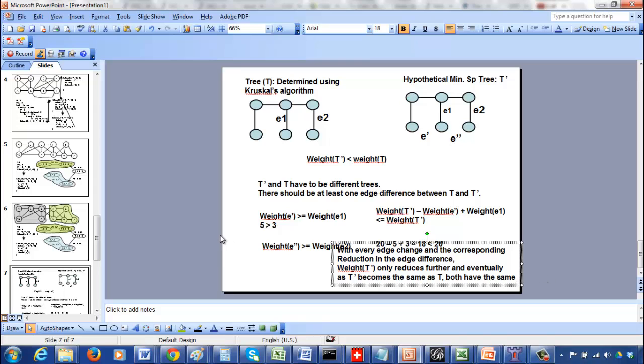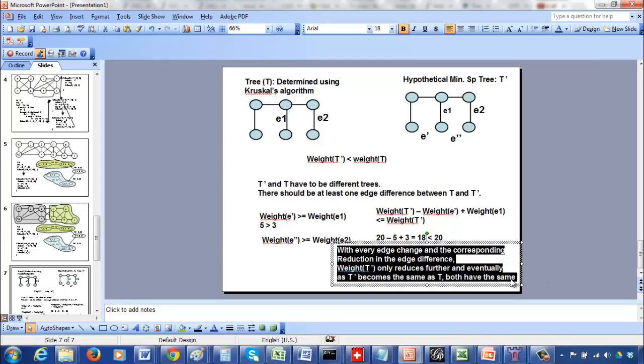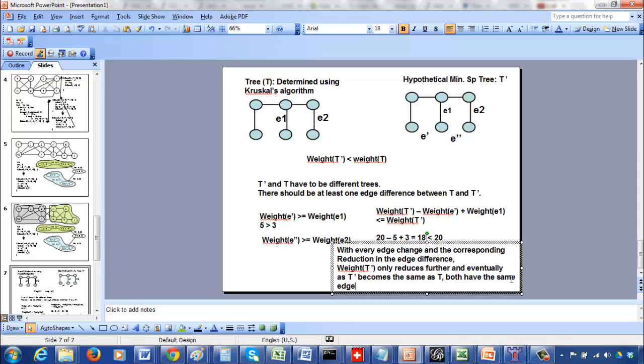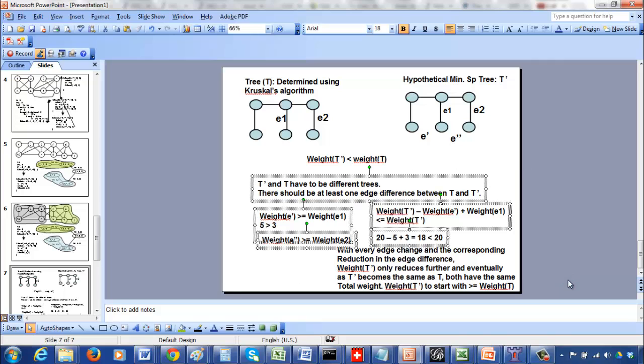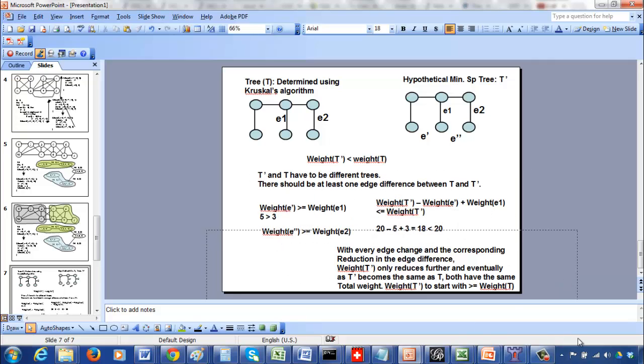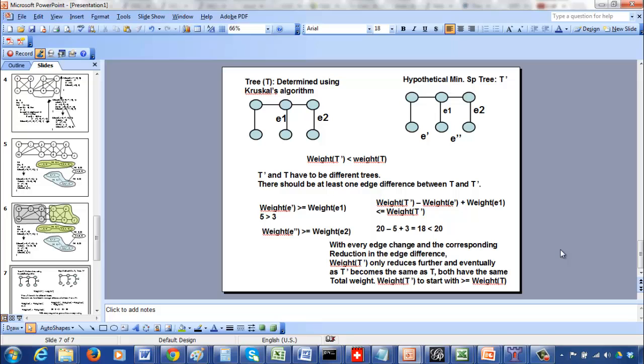So if both have the same edge weight, then what's the case? The same total weight. So which means the weight of T prime to start with has to be greater than or equal to the weight of T. But what was our initial assumption? The weight of T prime is strictly less than the weight of T. With each edge change, we are trying to analyze and see the nature of the edges here.